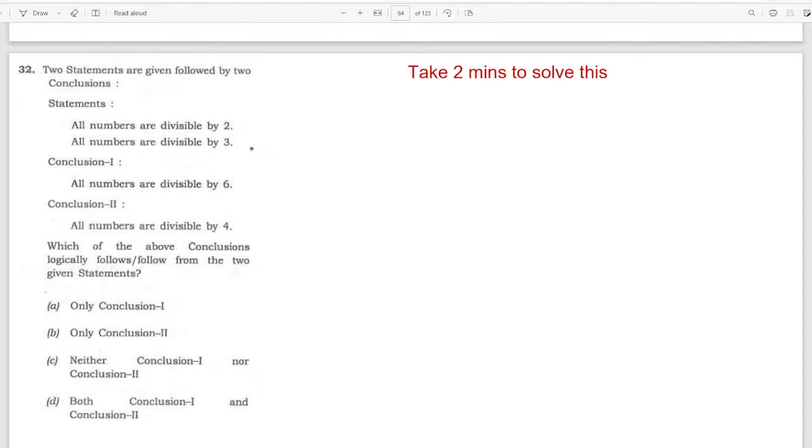It'll take 2 minutes to solve this question. They have given two conclusions, conclusion 1 and conclusion 2, and two statements, and we have to see which conclusion is valid. The first statement says that all numbers are divisible by 2, and the second statement says that all numbers are divisible by 3. So we have that rule.